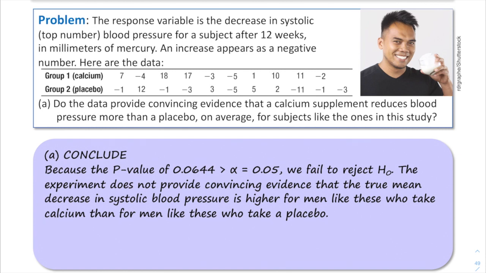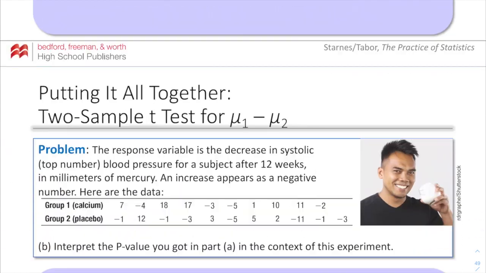So because the p-value of 0.0644, or you can refer to your interval of 0.05 and 0.1, is greater than alpha, we fail to reject the null hypothesis. The experiment does not provide convincing evidence that the true mean decrease in systolic blood pressure is higher for men like those who take calcium than those who take a placebo.